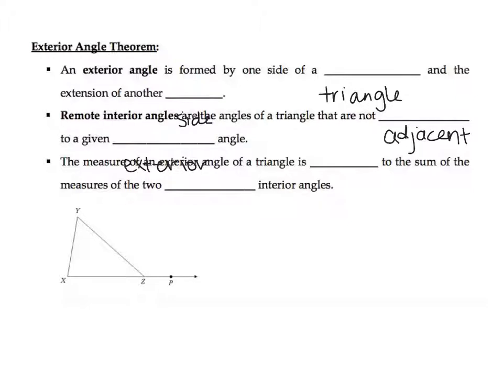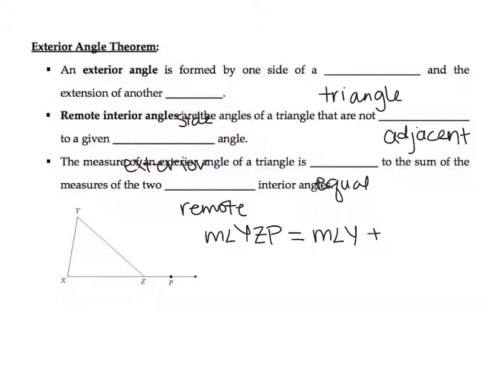So both of those help us find the measure of an exterior angle, which is equal to the sum of the measures of the two remote interior angles. So what that means is that the measure of angle YZP, which is my exterior angle, equals the measure of angle Y plus the measure of angle X, since they are the remote interior angles to the exterior angle.